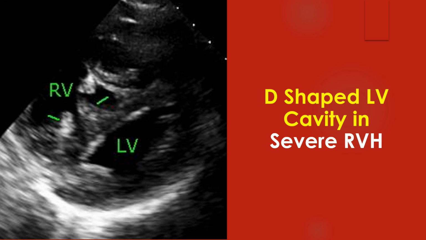assumes a circular shape. When there is severe pulmonary hypertension associated with elevated RV systolic pressures, the interventricular septum bulges into the LV in both systole and diastole so that LV cavity has a D shape throughout. In the echo image shown, right ventricular trabeculae are grossly hypertrophied, marked by the green arrows.